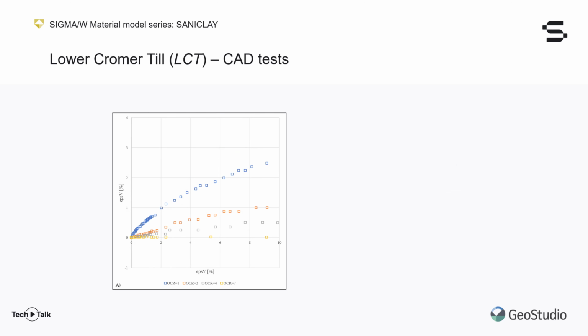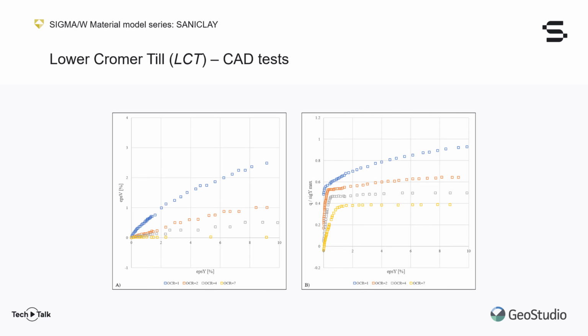Similar to the undrained test we just saw, some anisotropically consolidated drained triaxial tests, or CAD tests, were performed on LCT for various OCRs. This is the volumetric behavior plot, where we see mostly contraction for all samples, and the corresponding stress-strain behavior for these drained tests is shown on the right. As I said earlier, we will use both these drained and undrained laboratory test results to judge how SANICLAY performs.